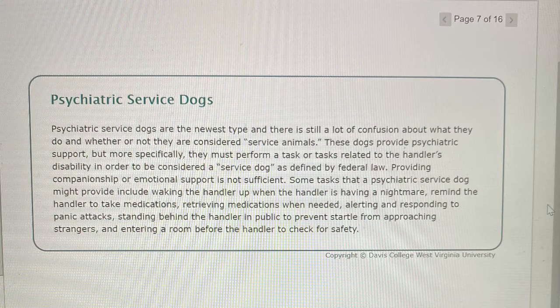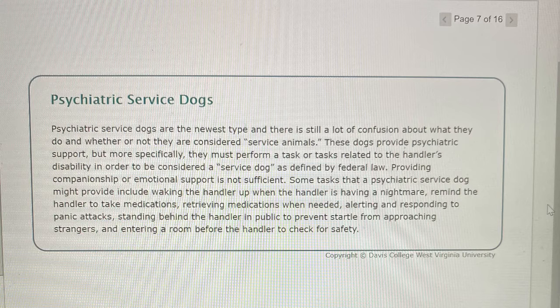Psychiatric service dogs. Psychiatric service dogs are the newest type, and there is still a lot of confusion about what they do and whether or not they are considered service animals. These dogs provide psychiatric support, but more specifically, they must perform a task or tasks related to the handler's disability in order to be considered a service dog, as defined by the federal law. Providing companionship or emotional support is not sufficient.